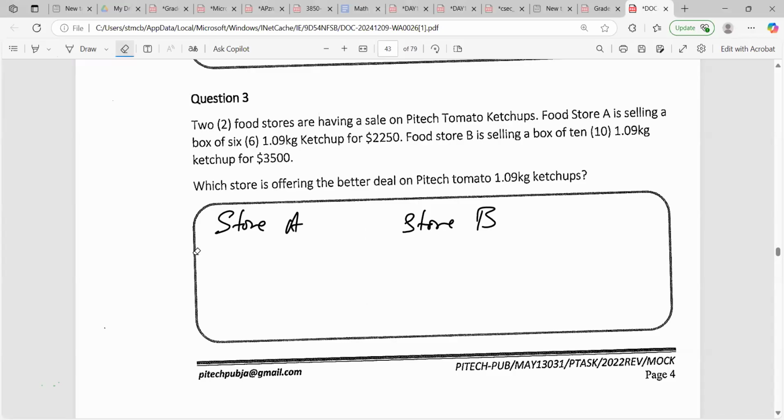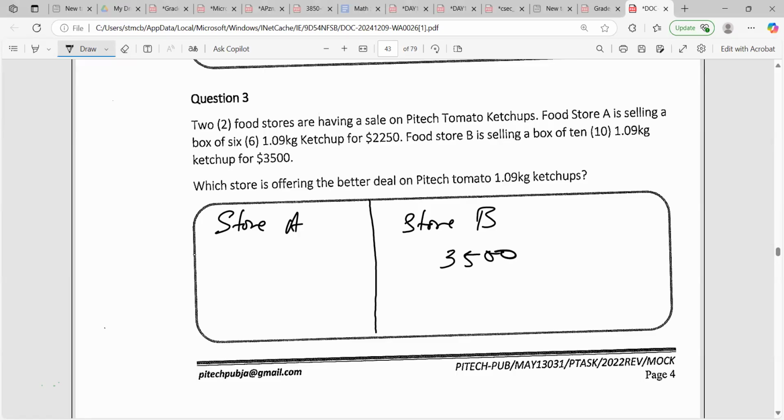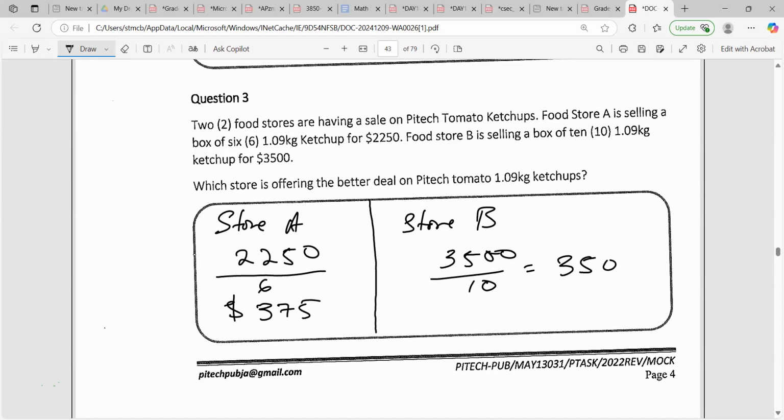Okay, so I picked store B because each packet costs $350. I divided 3,500 by 10 and got 350. Meanwhile, store A, I divided 2,250 by 6 and I got 375. So store B I selected. Okay, all right. And guys, very good. That makes sense, right? Because what she did was calculate. It's a girl or a boy? I think it's a girl.